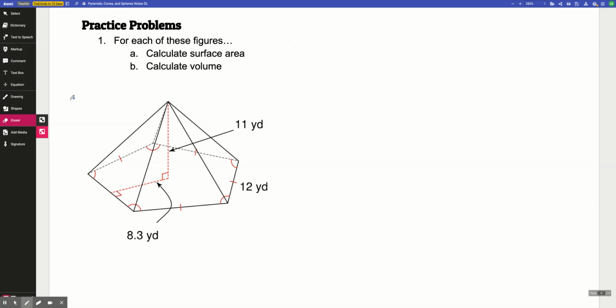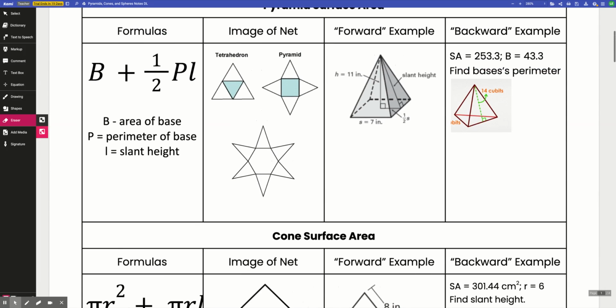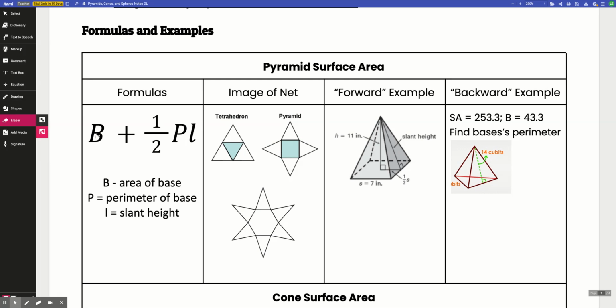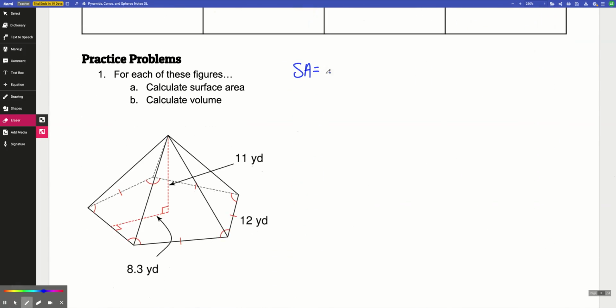Okay, so for surface area, if we go back up to the formula up here. So the surface area of a pyramid is the area of the base shape plus 1/2 the perimeter times the slant height. Okay, so that's what I'm going to write for myself here. So surface area is the area of the base shape plus 1/2 times the perimeter of the base shape times the slant height. Okay, and then the volume of a pyramid is 1/3 the area of the base shape times the height of the pyramid.